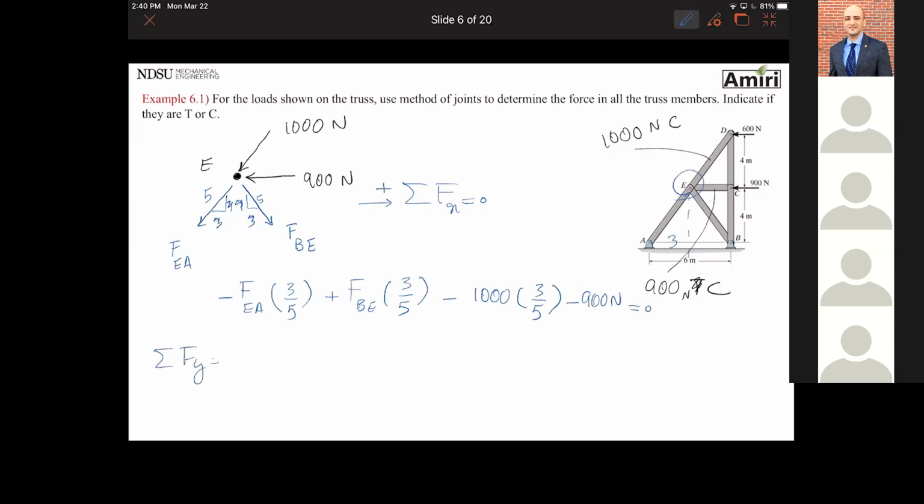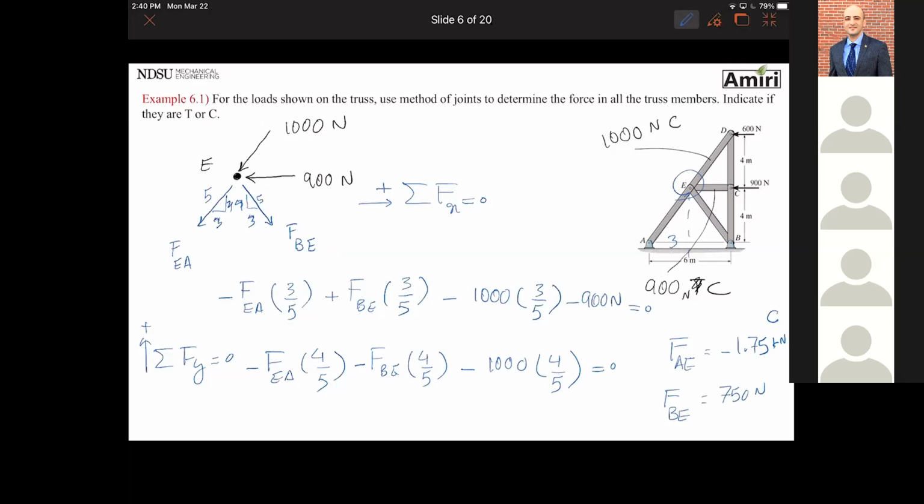Next, I have summation of forces in y equals 0. This one has two unknowns. I have FEA, and it's pointing down, so it's going to be negative. This time it's going to be 4 over 5. FBE also pointing down, so it's negative. So that's going to be also 4 over 5. And then minus 1,000. That's going to be equal to 0. So I have two unknowns, two equations. I should be able to find those two. It's going to be minus 1.75 kilonewtons, and then FBE is going to be plus 750 newtons.